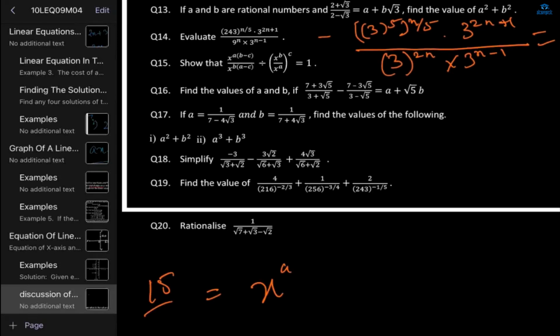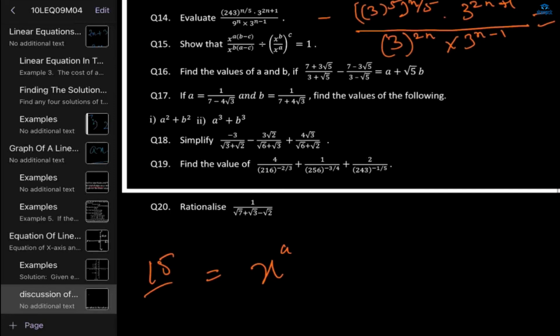Question 16 is to find the value of A and B if this minus this is equal to A plus root 5B. I'll tell you the answer from here. Yeah, A is equal to 0 and B is equal to 1. Shazan, have you got the same answer? Yes, ma'am. A equal to 0, B equal to 1. Yeah, very good.